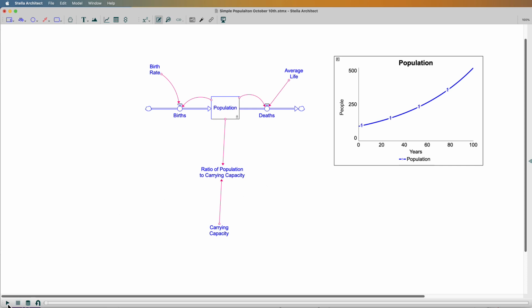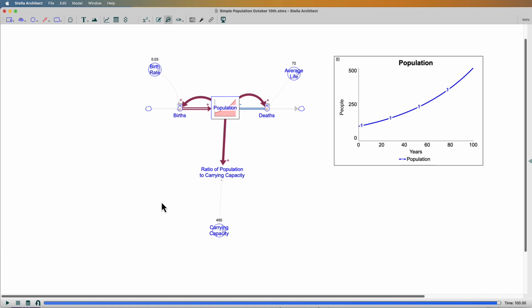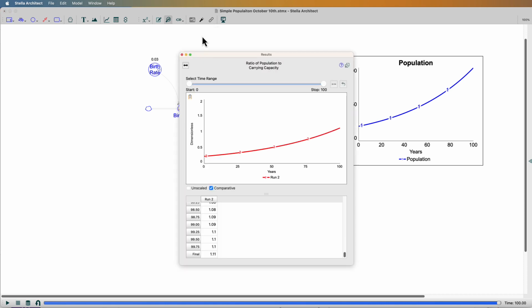So let's simulate this. Now I'm going to click on my ratio of population to carrying capacity, and I'm going to go up here to explore results, and click on that. This gives me a quick graph, and it gives me the actual output.